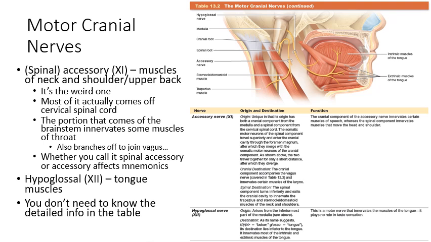It actually descends into the neck to control neck muscles and also some of the muscles in your shoulder and your upper back. So you do need to know the names of the cranial nerves.